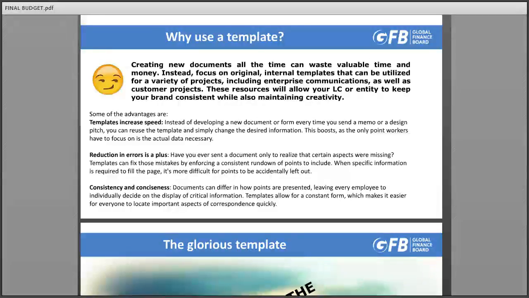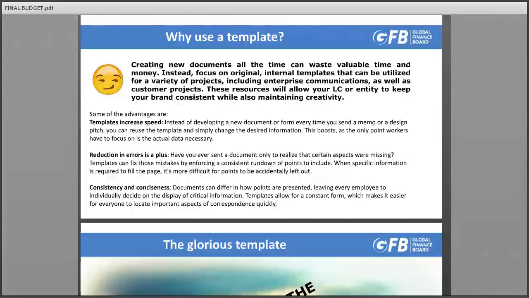Entering into the last part of this webinar, we are going to talk now on how to use the template and why we need it, and we are going to see briefly how the Global Finance Board template looks like. But first of all, why use a template? Creating new documents all the time can waste valuable time and money. Instead, focus on original internal templates that can be utilized for a variety of projects, including enterprise communications as well as customer projects. These resources will allow your LC or entity to keep your brand consistent while also maintaining creativity.